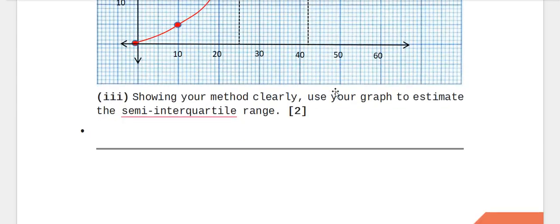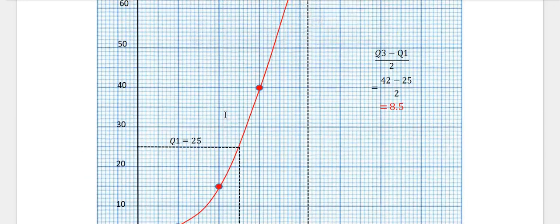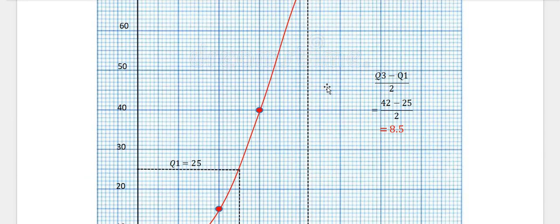So the next question is, showing your methods clearly, use your graph to estimate the semi-interquartile range. So the semi-interquartile range is given by the formula of subtracting the third quartile and the first quartile, divided by 2. So we need first to find the third quartile. How do we find the third quartile? This is how.